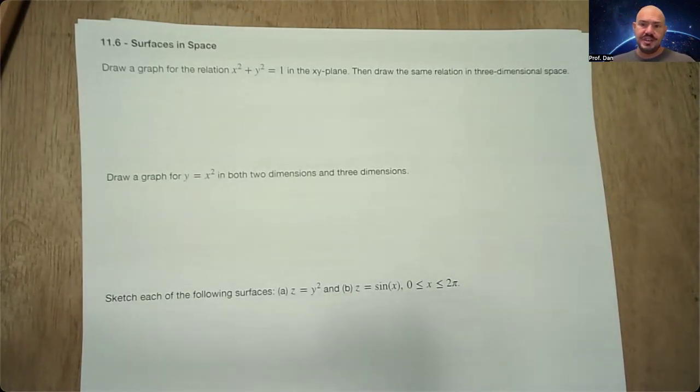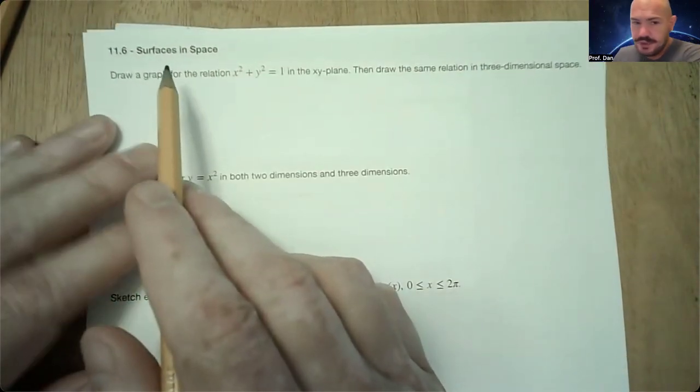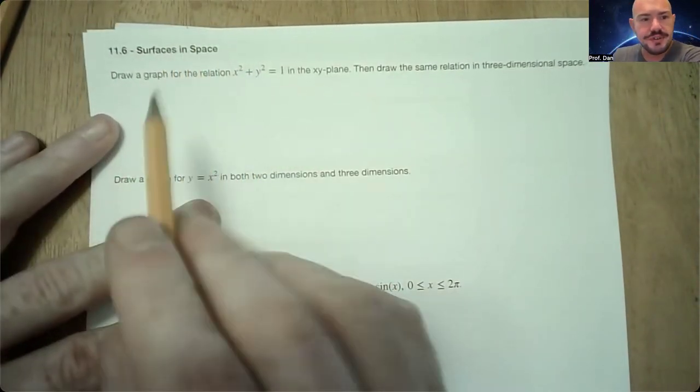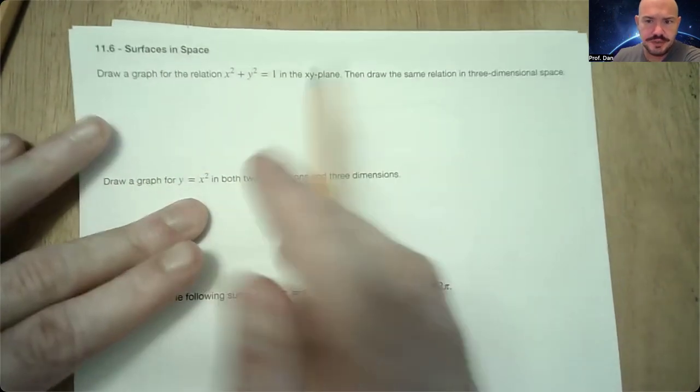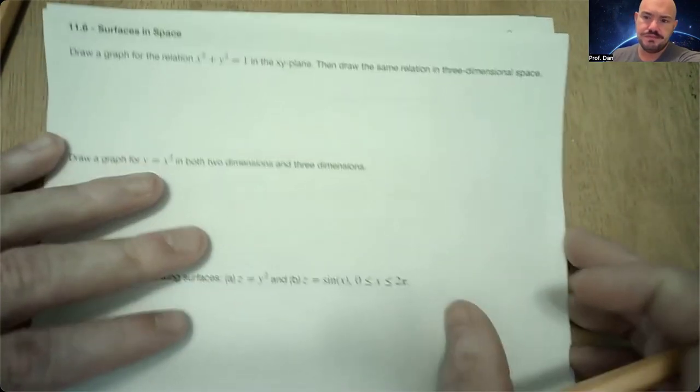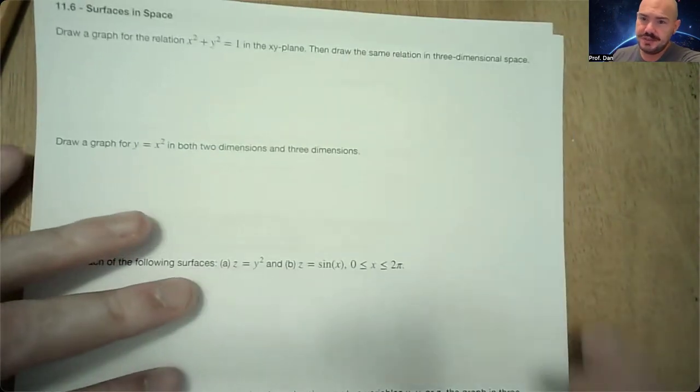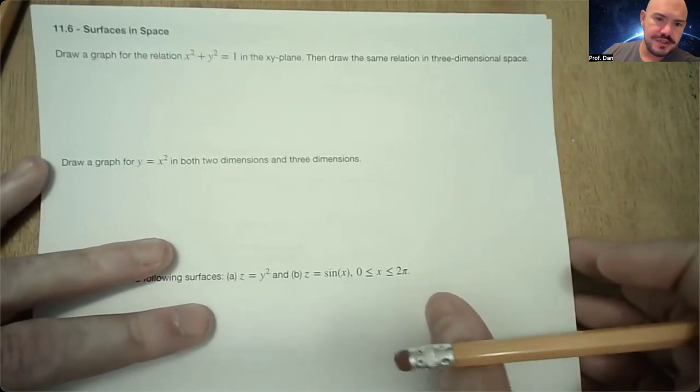Like if they were real life objects, they would be things that you could put something down on, or an ant could crawl on it, or a cat or a snake. Anyway, so these graphs in three dimensions are called surfaces, and a lot of them relate to what you would expect in two dimensions.